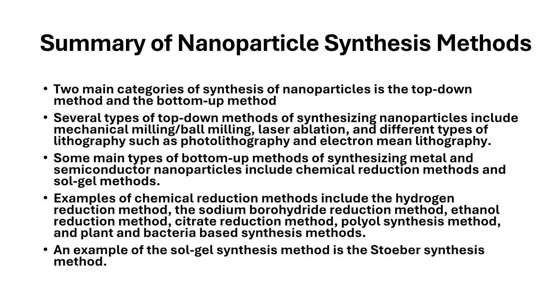To sum up this video on nanoparticle synthesis methods, there are two major ways to make nanoparticles, which are using the top-down method or the bottom-up method. Some examples of top-down methods include mechanical milling/ball milling, laser ablation, photolithography, and electron beam lithography. Some examples of bottom-up methods include chemical reduction methods and sol-gel methods.